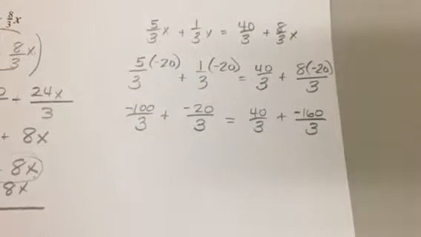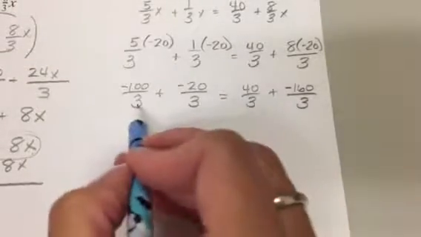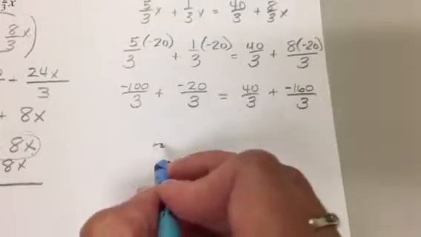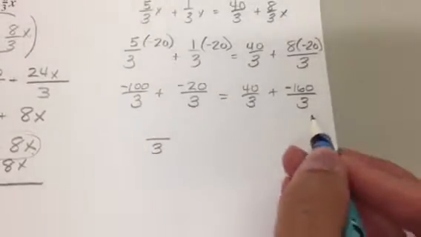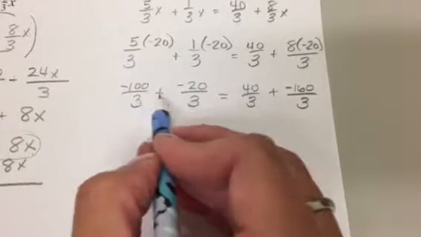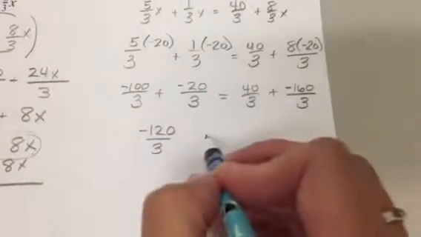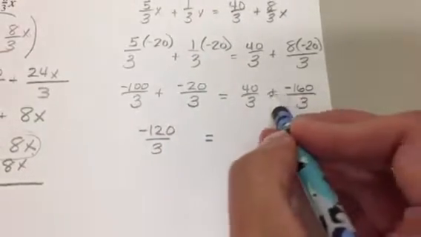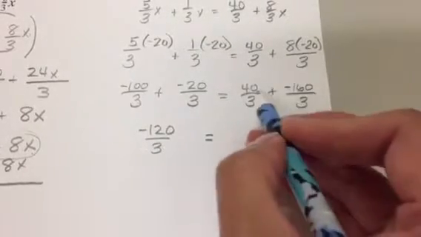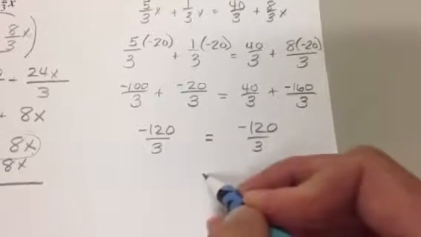Okay, so when we're doing operations with fractions, like adding two fractions, you just have to make sure you have common denominators, which we do. So when we have common denominators, the denominator stays the same, and we do the operation with the numerators. Negative 100 plus negative 20 is negative 120 over 3. Same thing here. I've got common denominators, so 40 plus negative 160 is also negative 120 over 3.